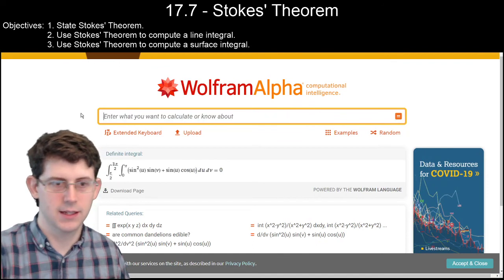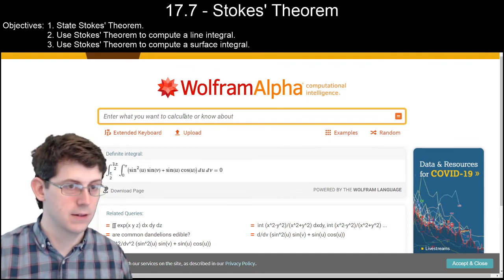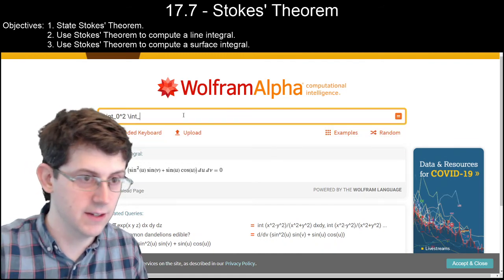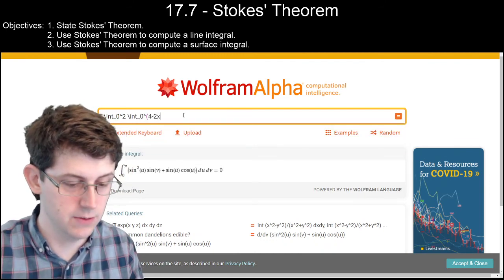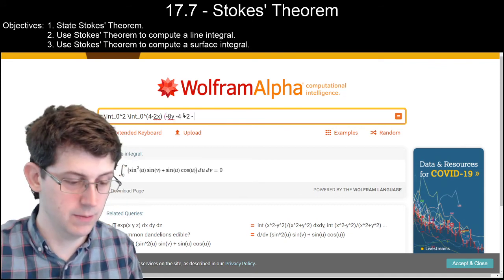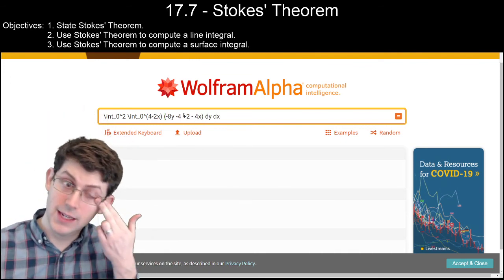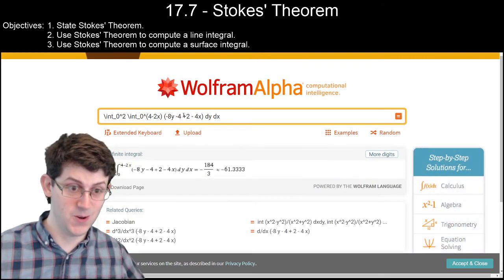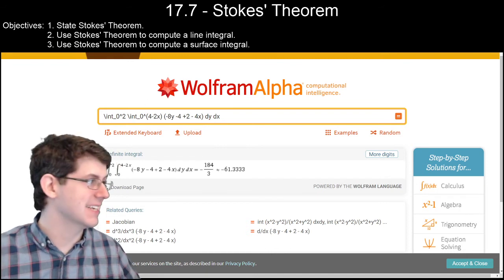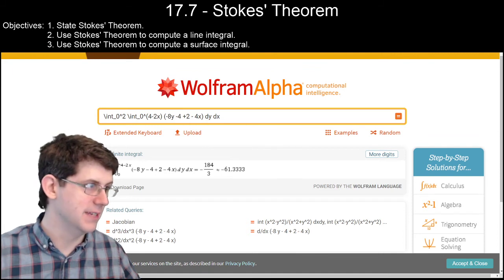Okay, that's good. So this double integral was the integral from 0 to 2, and then the integral from 0 to 4 minus 2x of minus 8y minus 4 plus 2 minus 4x dy dx. And I got 200 over 3. Oh no. That's not good. Okay, let's fix it. It's supposed to get minus 184 over 3.